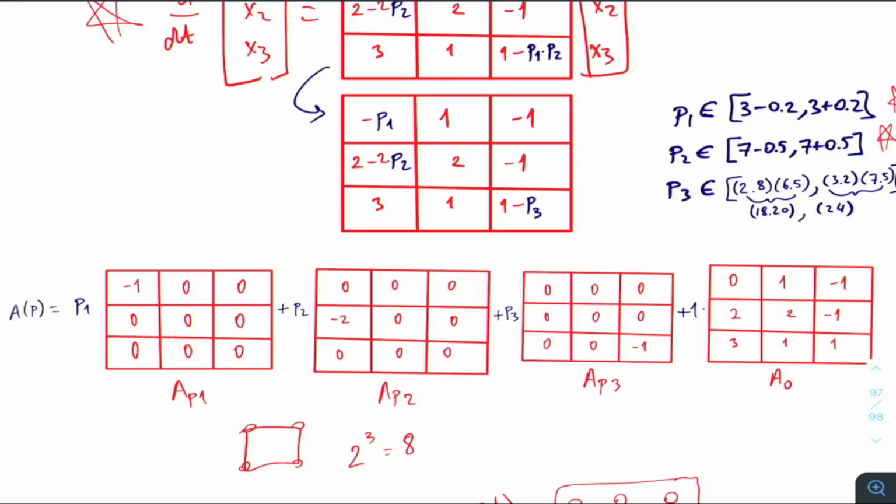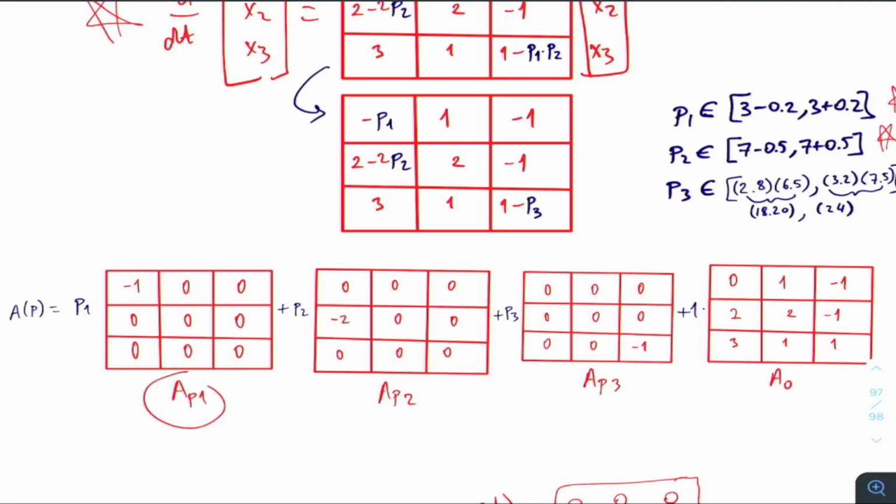Okay, it is the same logic. Since we have the intervals and the parameters are independent of each other, we need to look for every vertex of that geometric object in parameter space, basically.